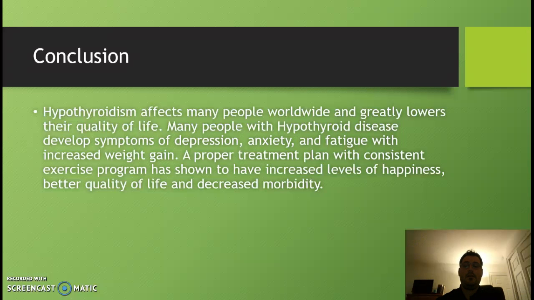In conclusion, hypothyroidism affects many people worldwide and greatly lowers their quality of life. Many people with hypothyroid disease develop symptoms of depression, anxiety, and fatigue with increased weight gain. A proper treatment plan with a consistent exercise program has been shown to increase levels of happiness, improve quality of life, and decrease morbidity.